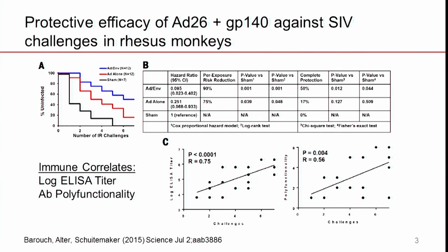The immune correlates analysis in this study showed that the driver or the strongest association with protection and number of challenges was the magnitude of binding antibodies, so a very simple ELISA. But it was also the functionality of the antibodies that seemed to matter. This is some analysis that Galit Alter did, looking at the polyfunctionality of these antibodies. And here I'm not referring to neutralizing function, but rather all those non-neutralizing functions that the antibodies have through their Fc portion.